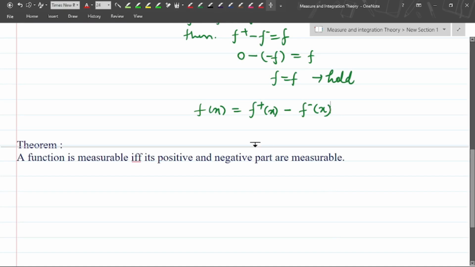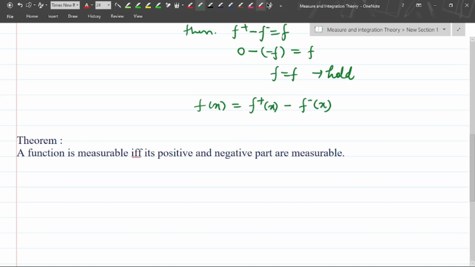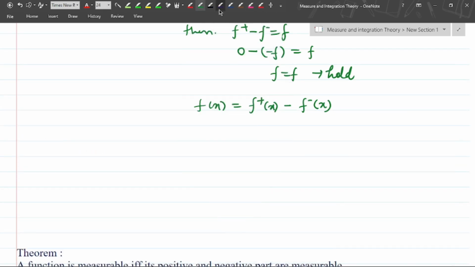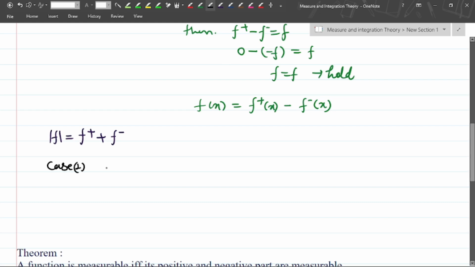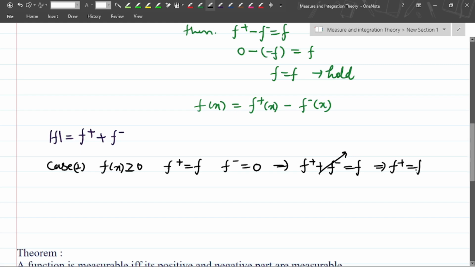Now the next result: the mod of f is equal to f plus plus f minus. How can we verify it? We'll take two cases. Case number one is f(x) greater than or equal to 0. It means f plus is equal to f, and f minus is equal to 0. It means f plus plus f minus is equal to, oh sorry, it is plus, so it is 0, then f plus is equal to f.